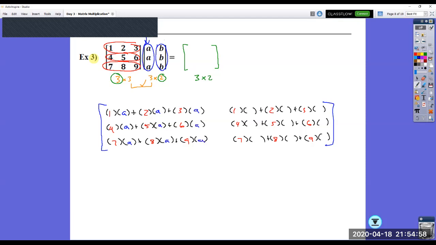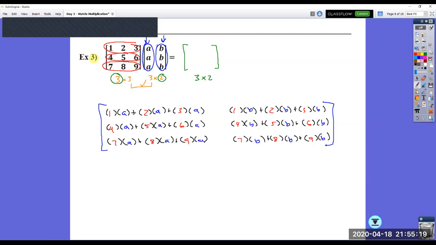Column 2, I'm using B. Everything here, notice it should go this direction. It's 4 times B, 5 times B, 6 times B. I'm maybe taking this right here, 7 times B, 8 times this B, 9 times this last B. That's how it's going right there.